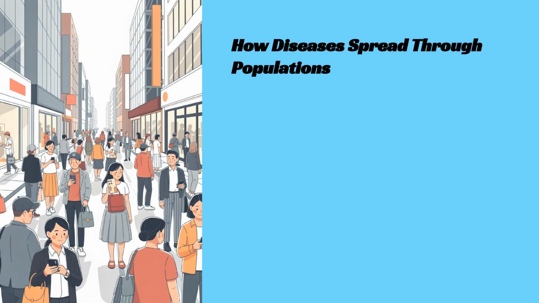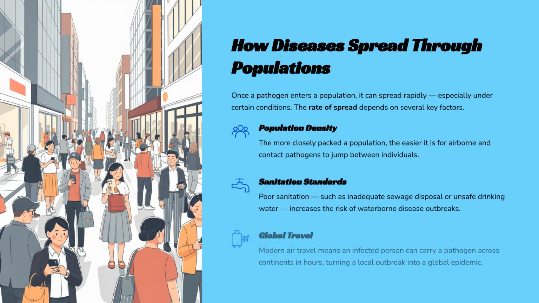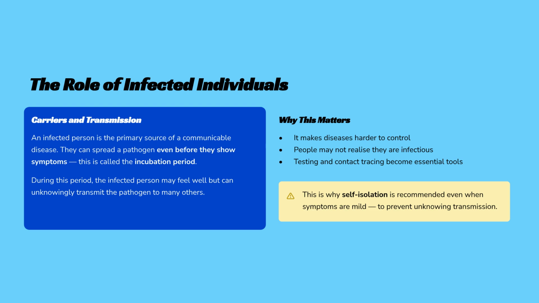The rate at which diseases spread through a population depends on factors like population density, sanitation standards, and global travel. Modern travel can turn a local issue into a global epidemic rapidly. Infected individuals serve as the primary source of communicable diseases. During the incubation period, a person may feel healthy even while unknowingly spreading the pathogen. This reality highlights why testing and contact tracing are so vital.